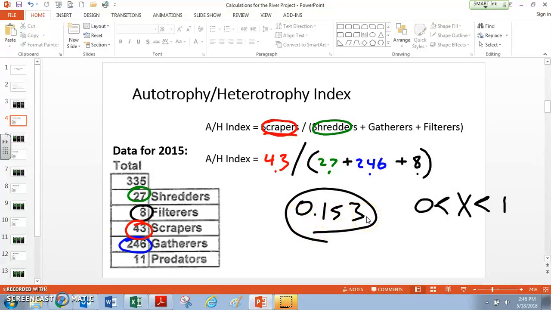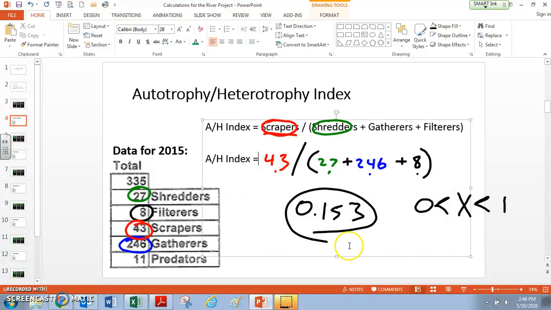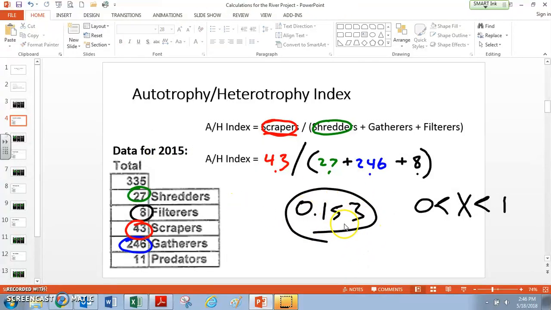What that means is that most of my food in this year, 2015, was not produced by algae. If it were produced by algae, this number would be a lot larger, closer to 1. So in this case, most of our food is really not produced by algae. Let's go ahead and look at some other indexes.